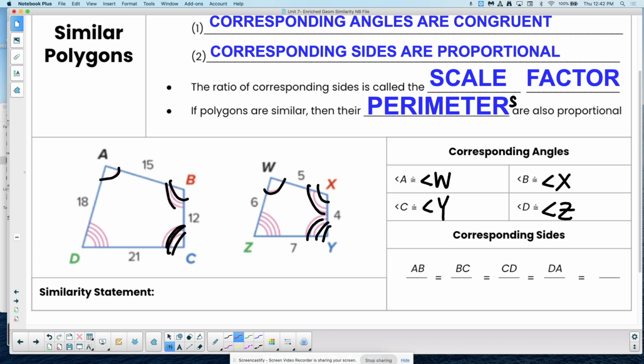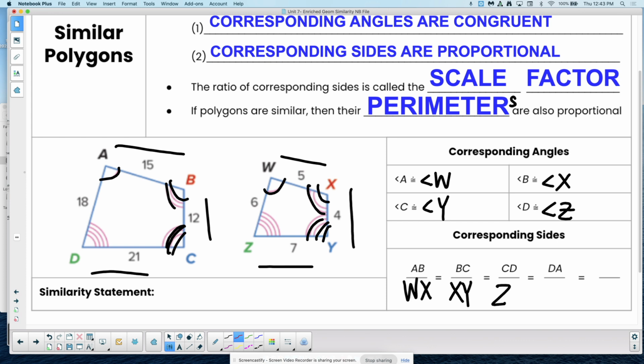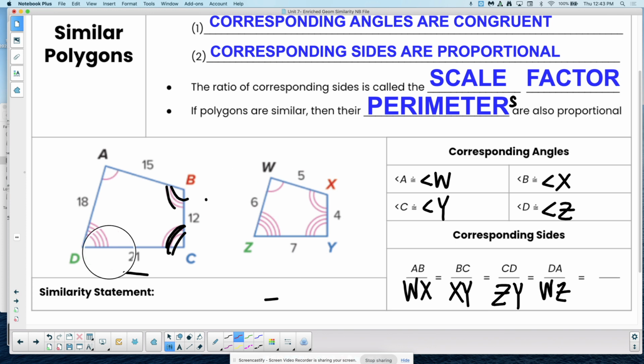Now we're going to look at our sides. So if I look here, AB matches WX. And we'll just work our way around. BC matches XY. CD matches YZ, and then DA lastly matches WZ. It's kind of confusing when you just look at the letters, but if you notice, all of our sides have a side length. And that's how we figure out that ratio, that scale factor.